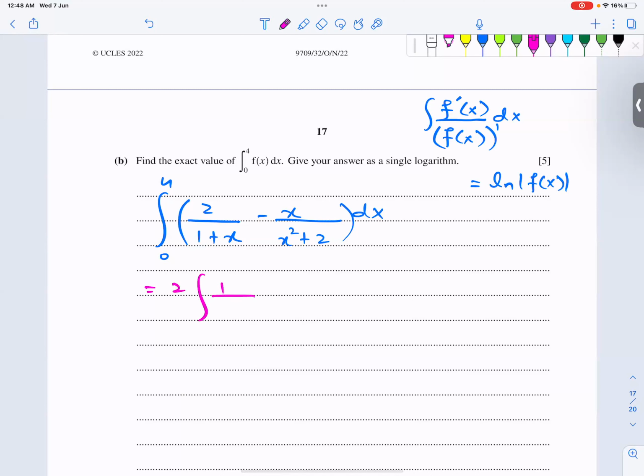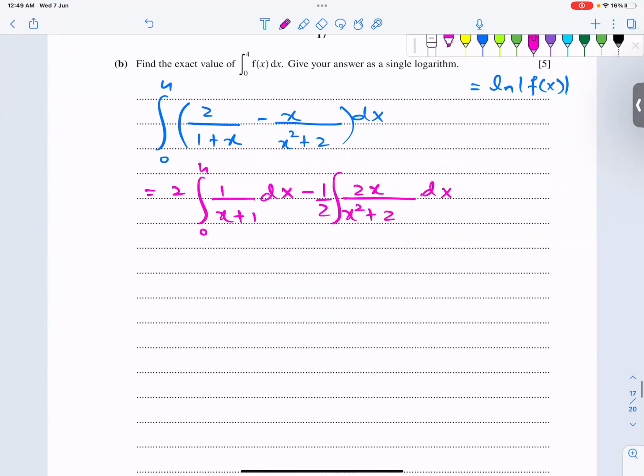The first integral is so easy. This will be just 1 over x plus 1 dx from 0 to 4 minus. For the second integral, you will have to multiply and divide by 2 so that the derivative of the denominator will be showing in the numerator. So the integral will become 2 ln of x plus 1 minus 1 over 2 ln of x square plus 2, then whole bracket, limits from 0 to 4.